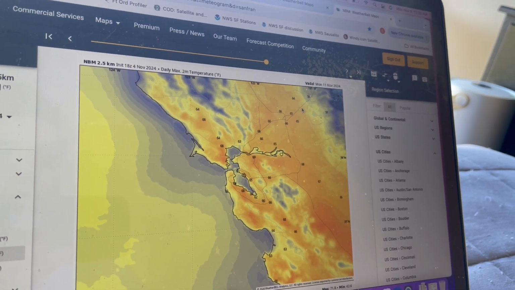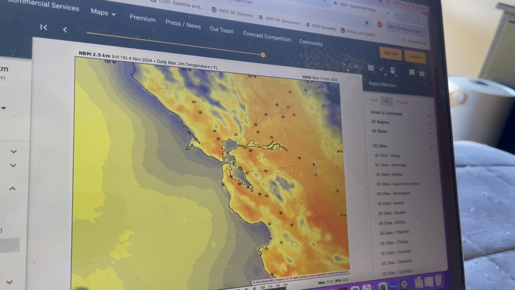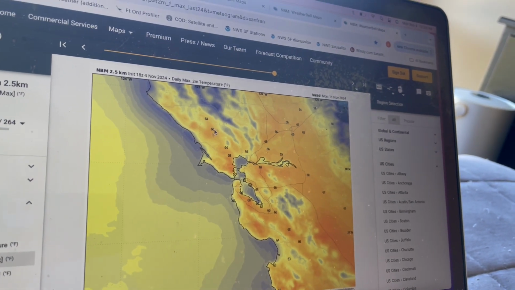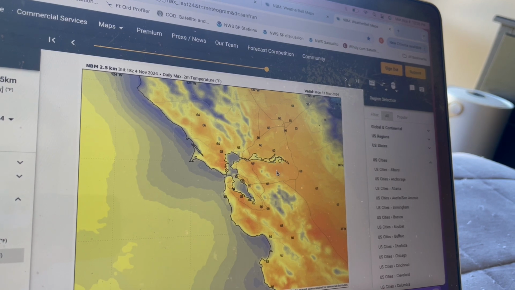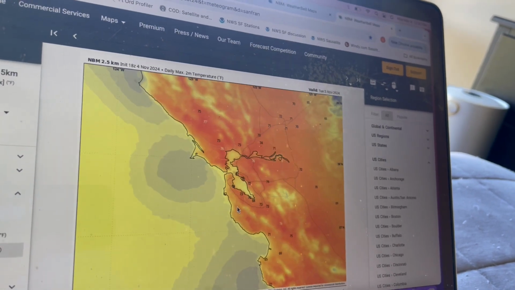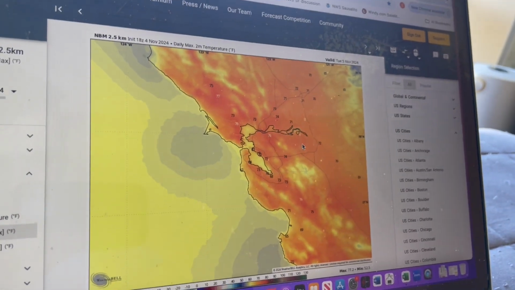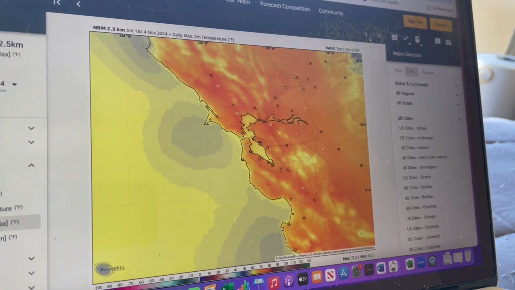Monday is where we might have a weather system moving through, so we are seeing a potential of a cool down, temperatures back into the 60s, but that's far out, so take that with a grain of salt. We'll have to keep an eye on that.